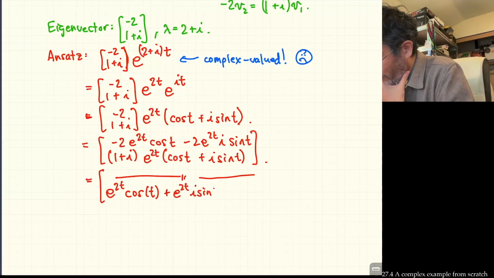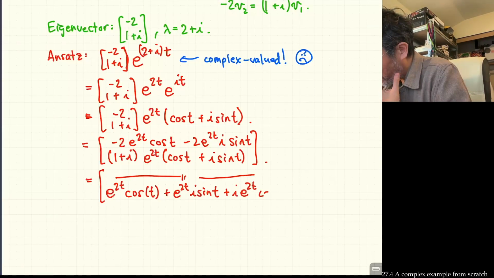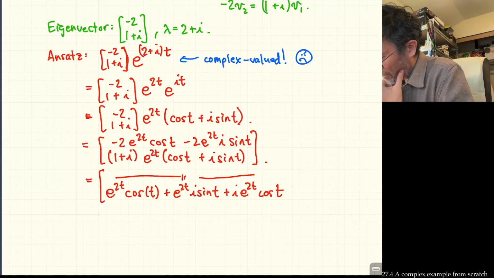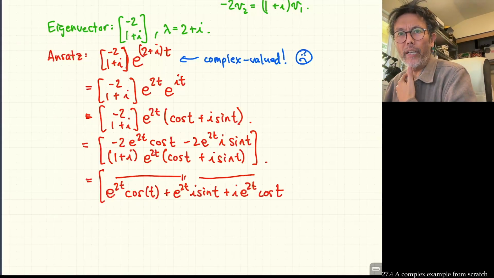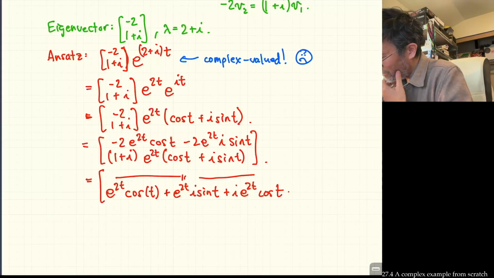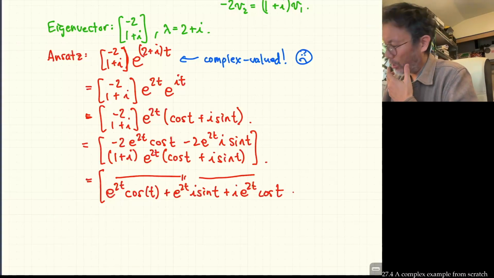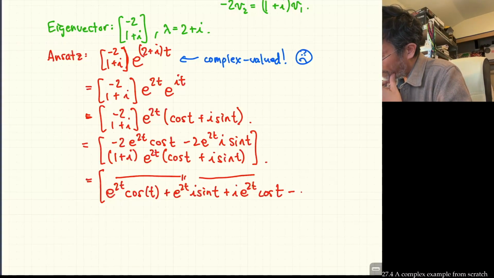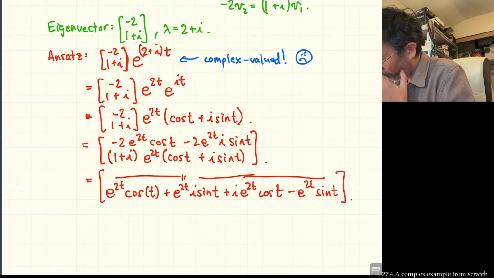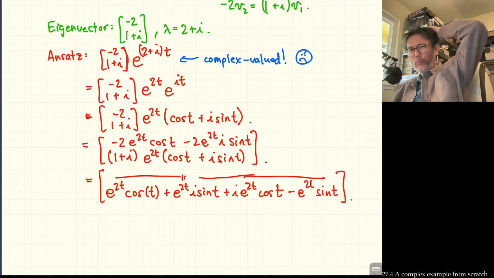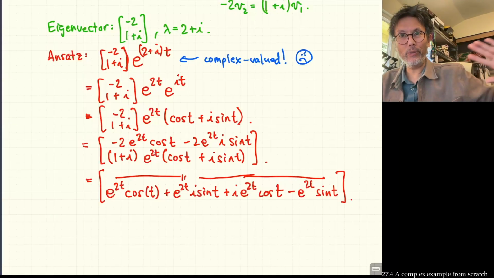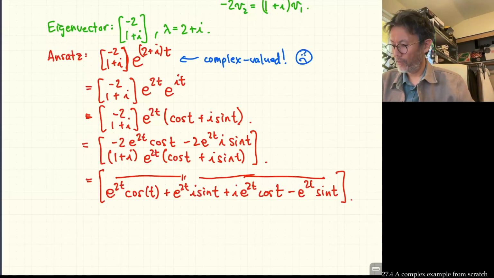Wow, what am I doing right now? What am I doing to myself? I think this is right. And then plus I e to the 2t cosine t. And then I times I, I think, is negative 1. Well, no, I don't think. I'm pretty sure. I mean, I'm not just pretty sure, I know, is negative e to the 2t sine t. Do I really expect you to do this? Yes.